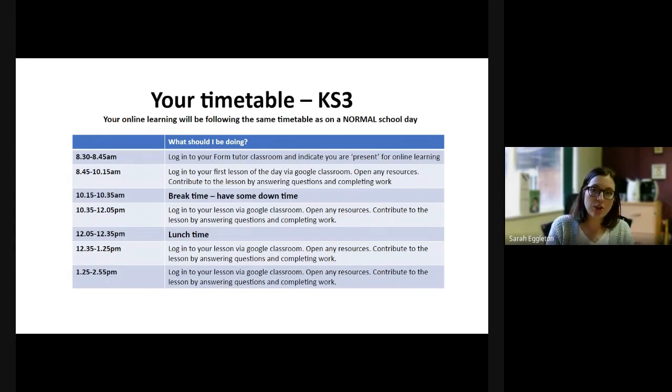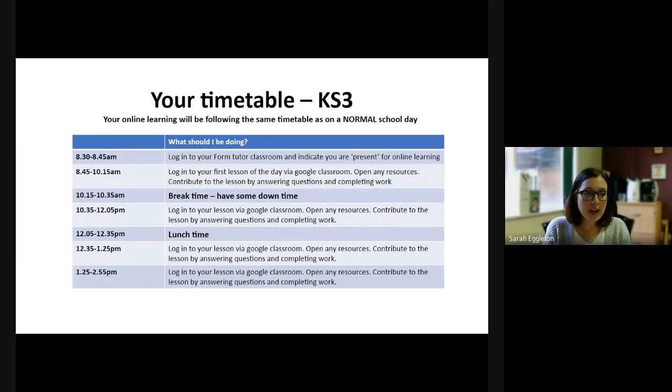For every live lesson you attend, make sure you are logged in to the Google Classroom in the live lesson by clicking the link your teacher sends or that's in the classroom banner, that you have the resources ready that your teacher has put in the classroom, and that you really engage with those online lessons by answering questions in the chat and completing the work your teacher sets for you.